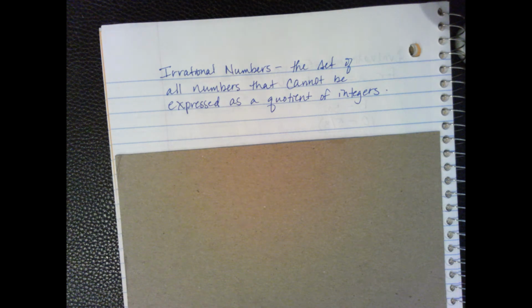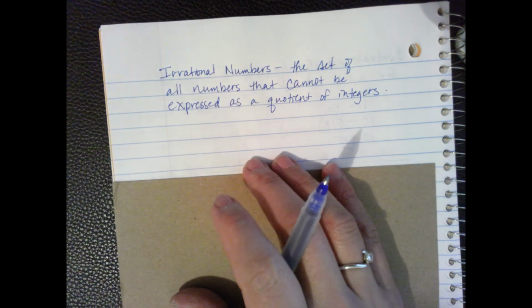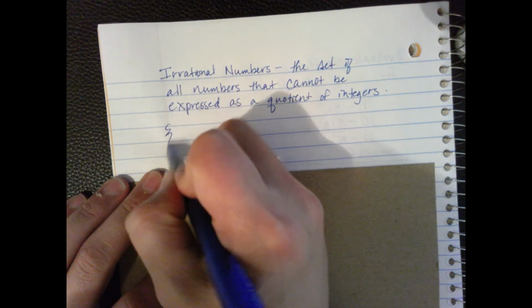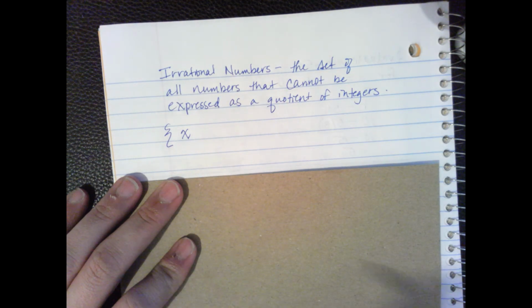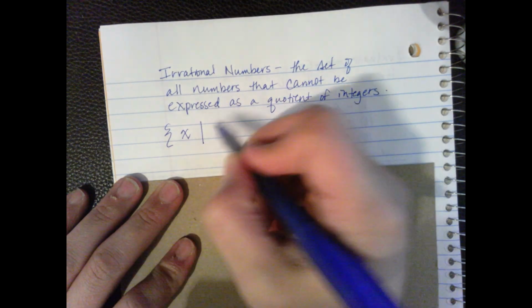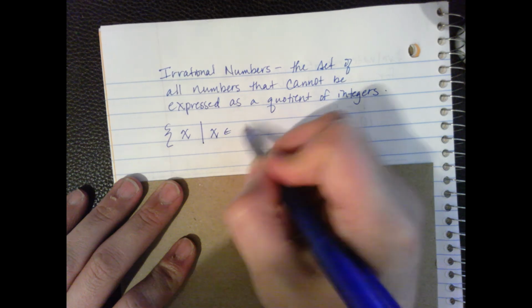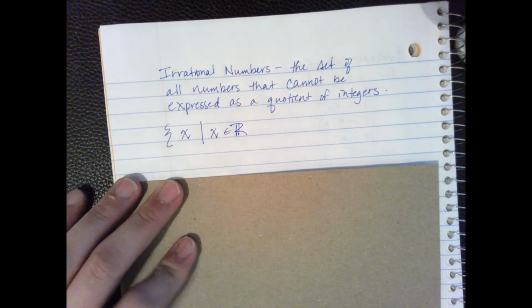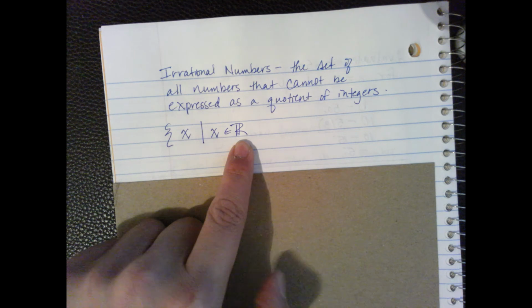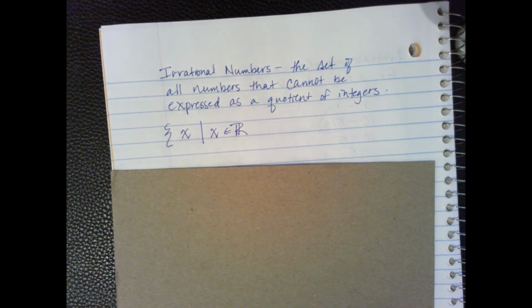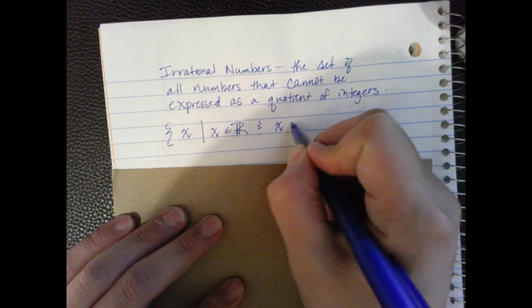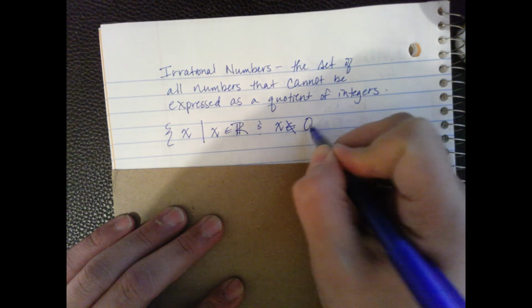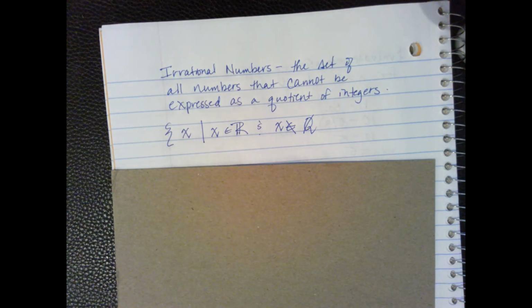How would we write that in set theory? Well, one way would be all numbers x such that x is a real number. I know we haven't talked about this symbol or the real numbers as a formal definition yet, but we'll do that next. And x is not an element of the rational numbers.